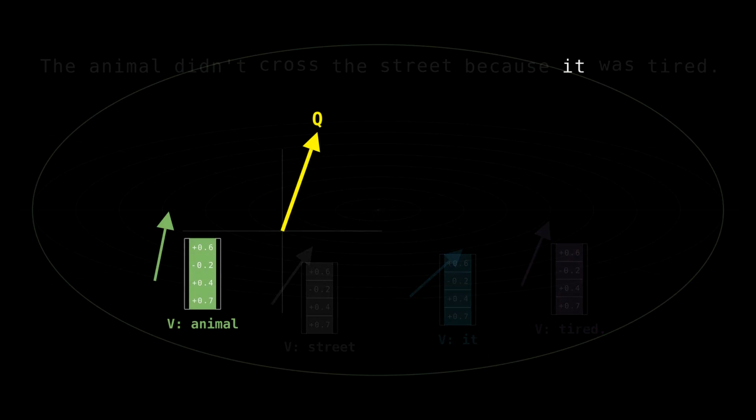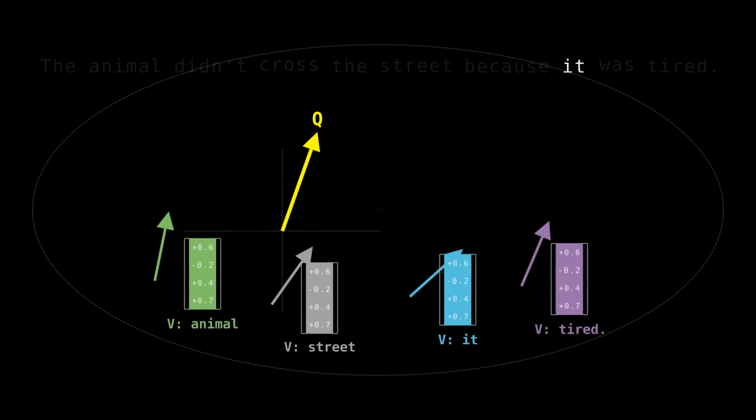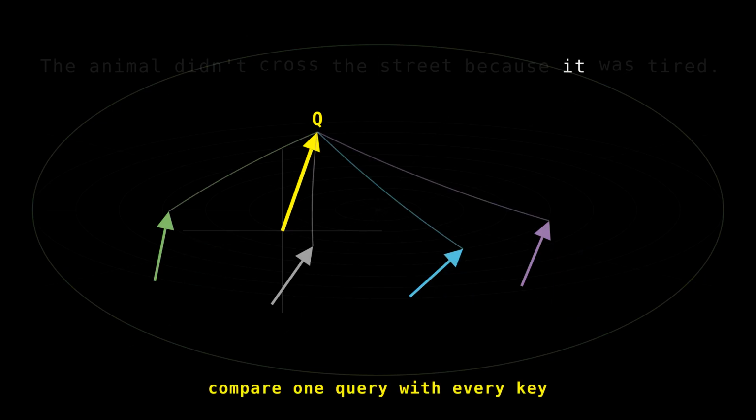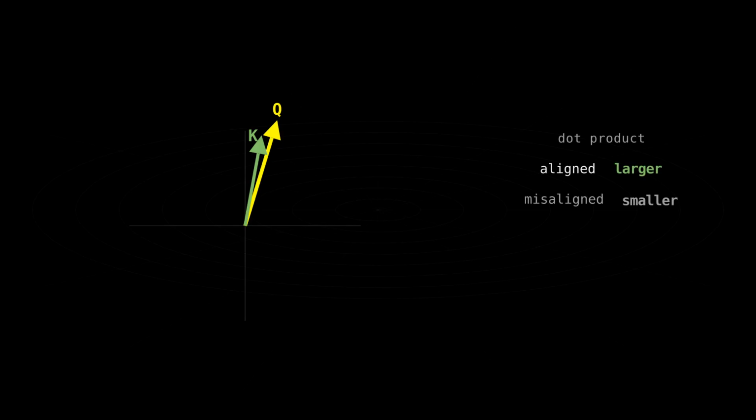Watch the token animal. Its key may match what the query from it is looking for. Its value carries information derived from animal's current state. Street has its own key and value. Tired does too. Now the model needs a way to compare the query with all those keys. Place the query vector beside the key from animal. When two vectors point in compatible directions, their dot product is larger. When they are poorly aligned, the score is smaller.